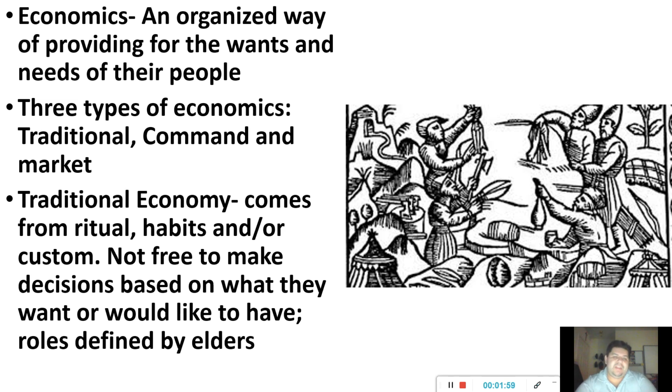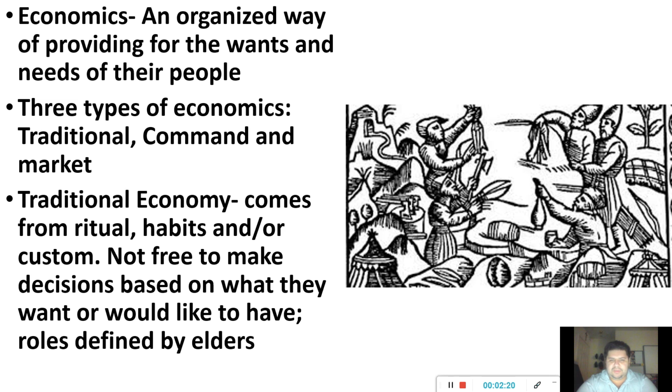There are three major types of economics. There's the traditional, the command, and the market. Today, we're going to be looking at traditional and command. The next lesson will be on the market. So let's go ahead and dive right in to traditional.